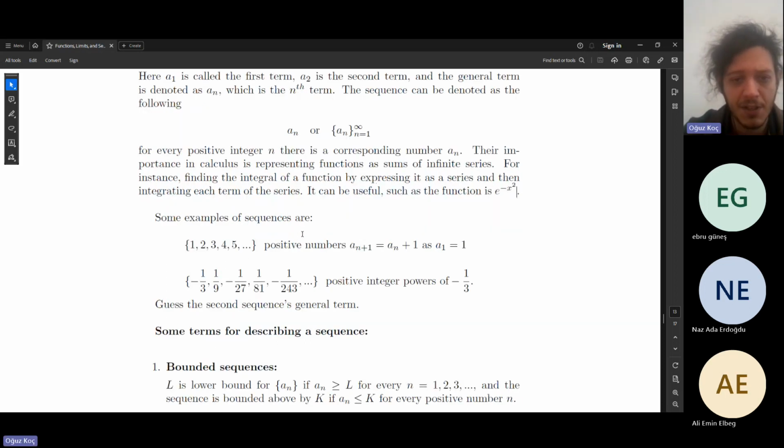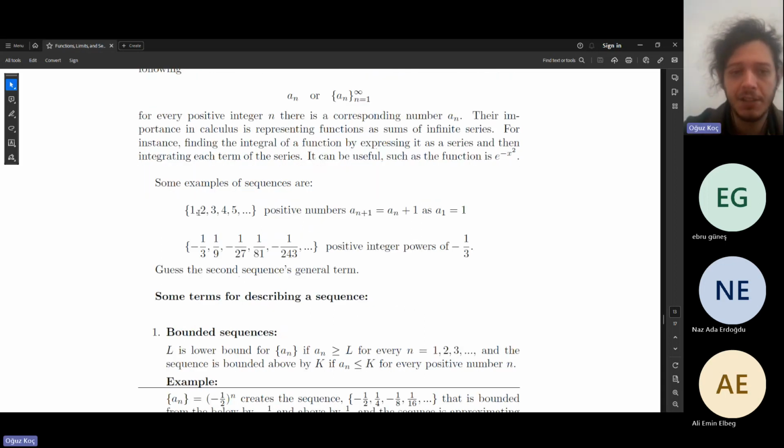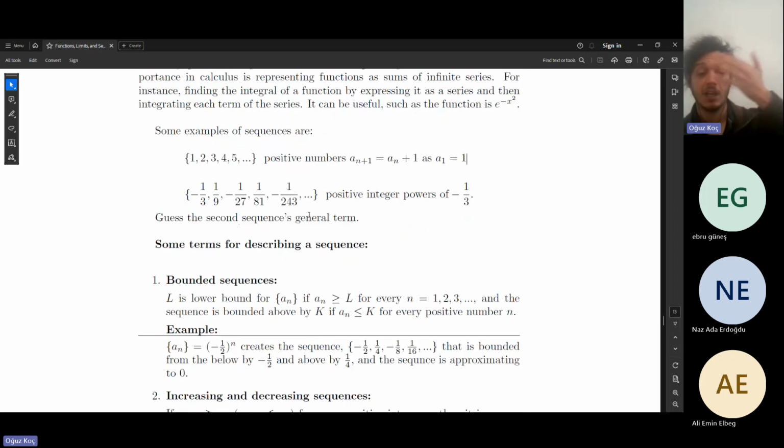Here are some examples of sequences. Here is 1, 2, 3, 4, and 5, which are positive numbers. This is the sequence of positive numbers. The general rule here is that the previous term summed with 1 creates the next term in the sequence. Just by adding 1, we create a sequence, and the first term of the sequence is equal to 1. Then we have the second sequence.